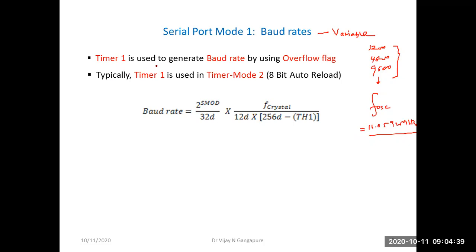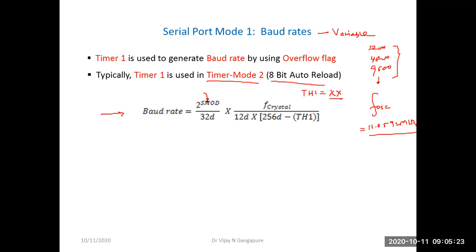Timer 1 is used to generate a particular baud rate out of the standard ones, by using the overflow flag, that is the TF1 flag bit. Typically timer 1 is used in timer mode 2, that is 8-bit auto reload mode. That means we should load TH1 with some initial value, and the baud rate depends on what value we load in TH1. This is the formula to calculate the baud rate that will get generated.